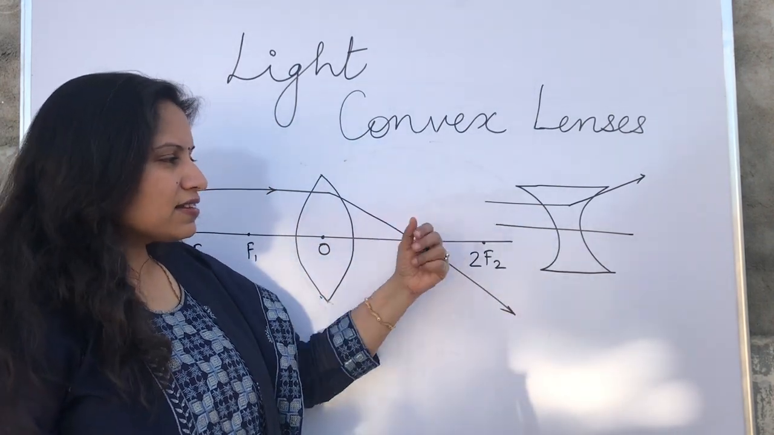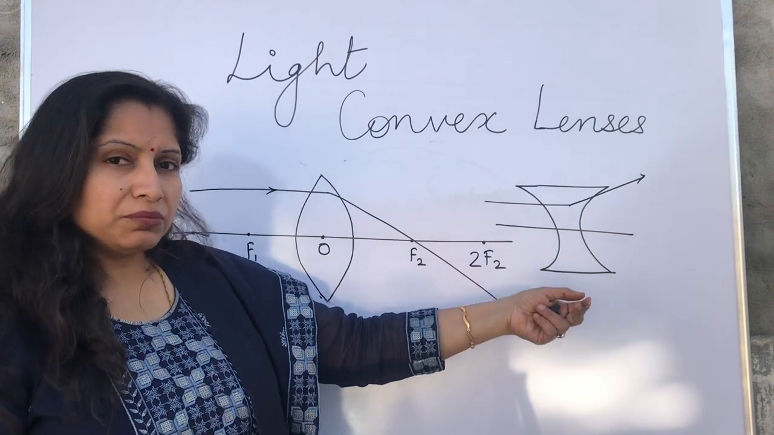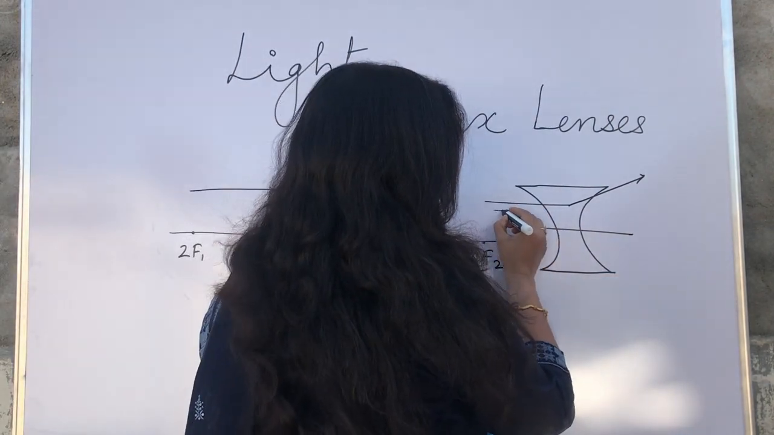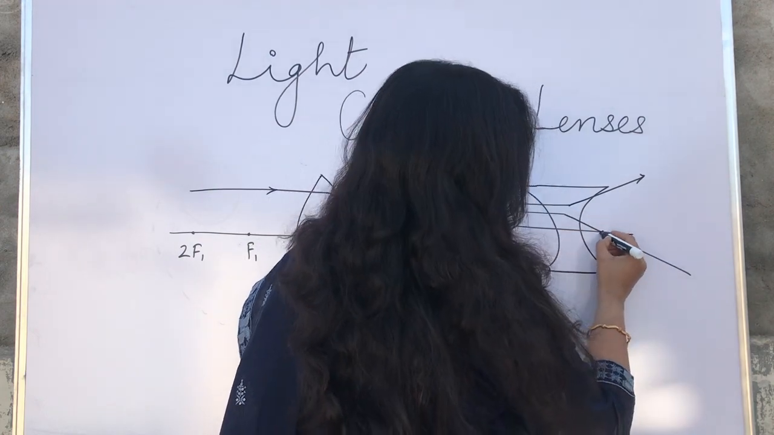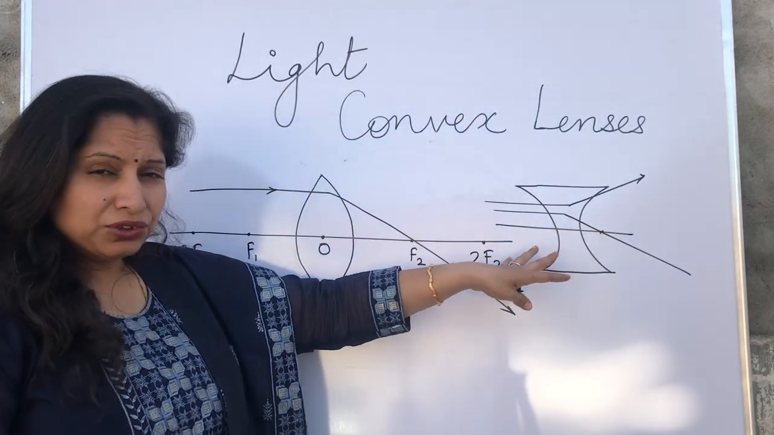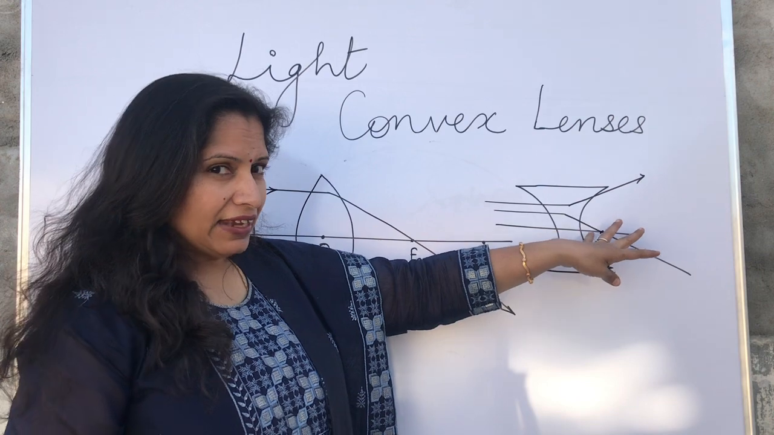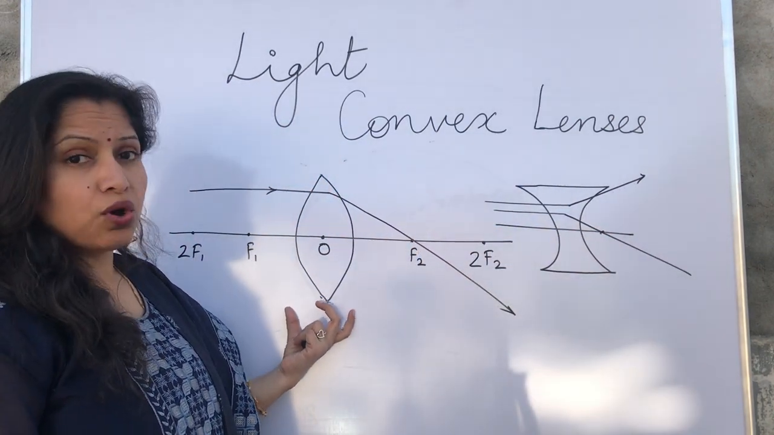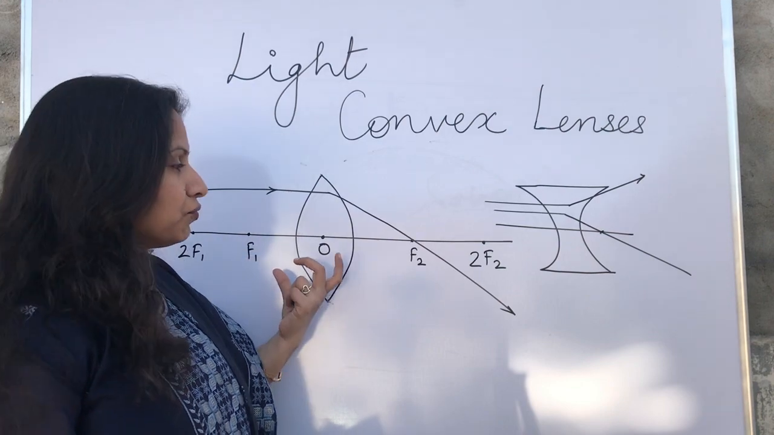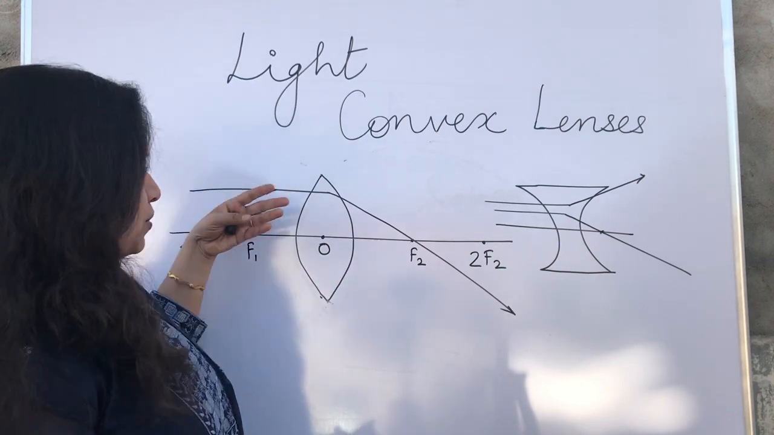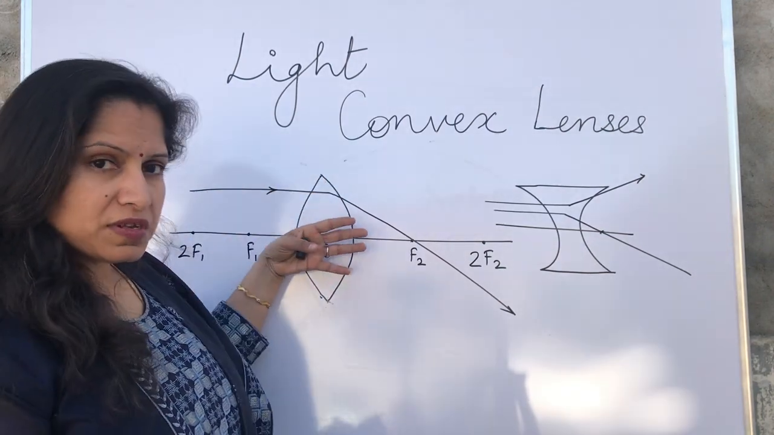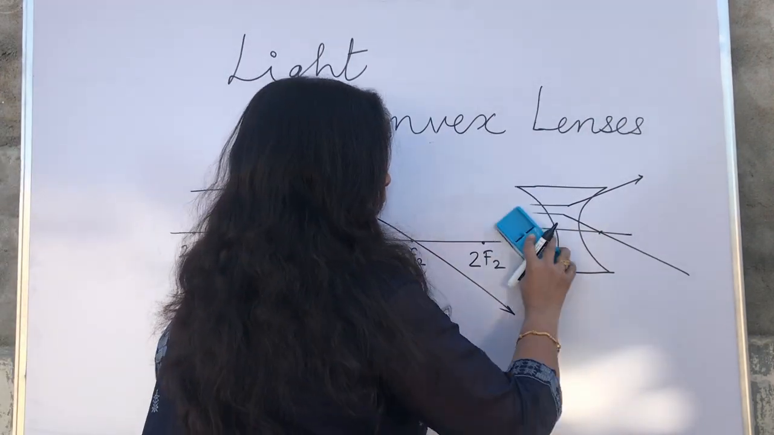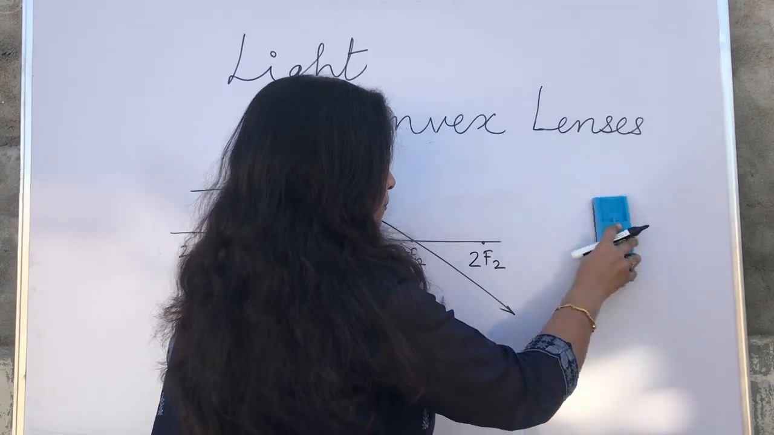I've seen that sometimes when you draw the ray diagrams for concave lenses, students draw a parallel line and make it converge. It's not a converging lens. A concave lens is a diverging lens, and this one is a convex lens, it is a converging lens. So light rays that fall parallel to the principal axis will pass through the focus. I hope this first rule is clear.